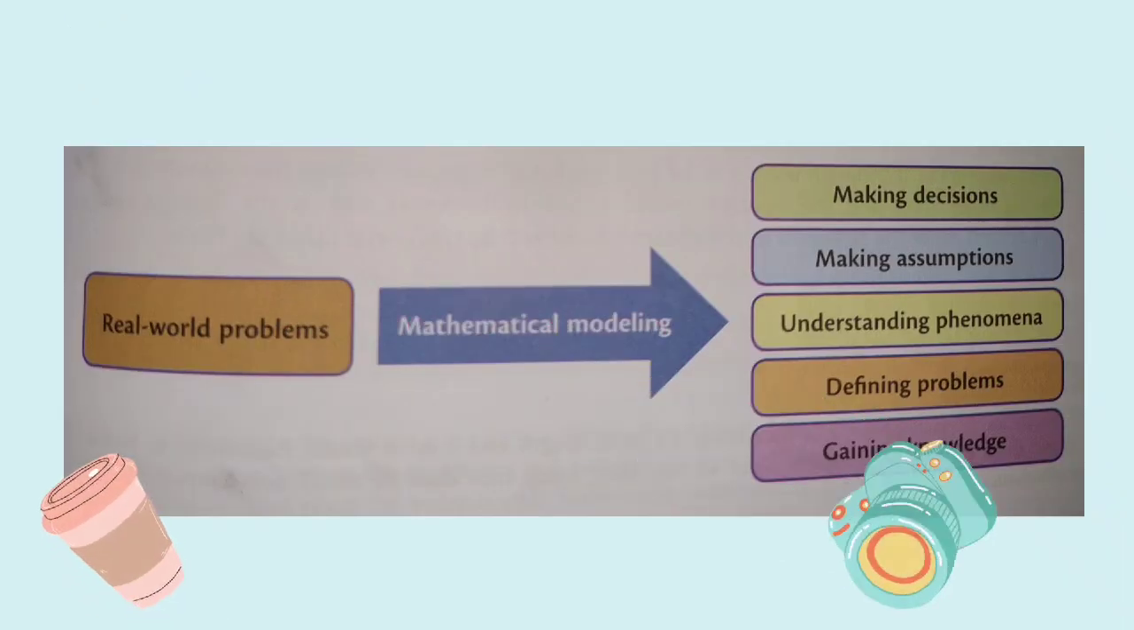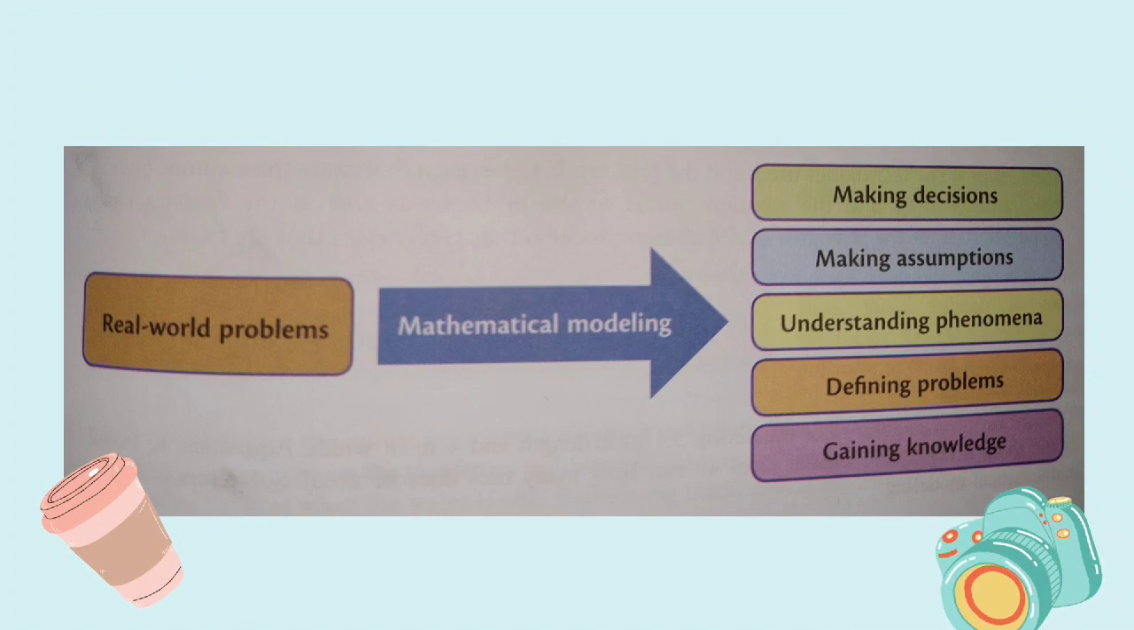Not all real-world problems can be completely solved through mathematical modeling. However, mathematical modeling helps to make decisions precisely, make assumptions accurately, understand phenomena related to certain problems well, define problems, predict when they occur, or gain knowledge about the problems.